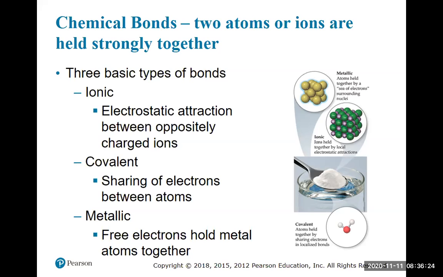A covalent bond is where you're sharing electrons between the atoms. So that's what we were looking at in some of that last lab with the bonding. We're looking at how the electrons are shared. And then finally, there's metallic type bonds. This is where the free electrons around the metal atoms hold those metal atoms together. The second one, the covalent bonding, is by far the most common type of bond that we see.